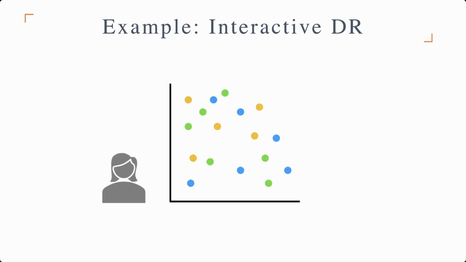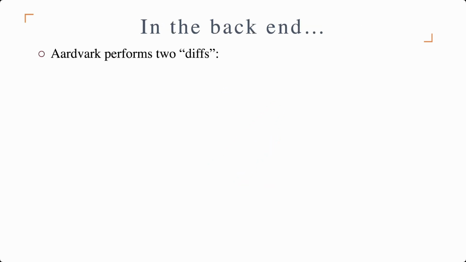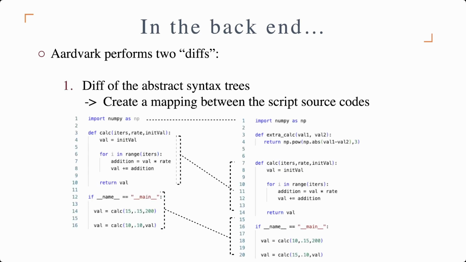To investigate this, they then arrange 2 points per class and run the analysis with Aardvark to see how this affects the optimization. In the back end, Aardvark will now perform two distinct diffs to identify the effects of that change. First, it will diff the abstract syntax trees of the two script versions. It then uses this information to build a mapping between the two versions of the script to identify which portions of the original version correspond to which portions of the new version.